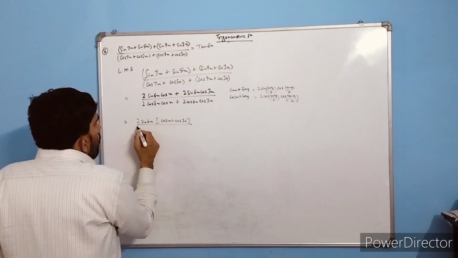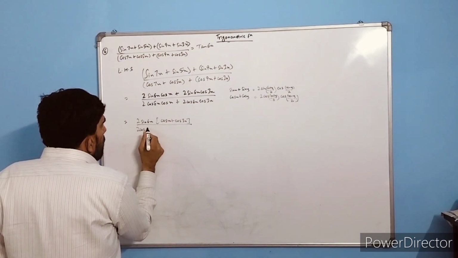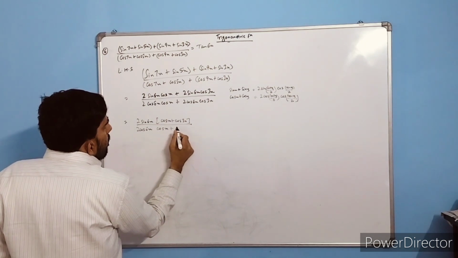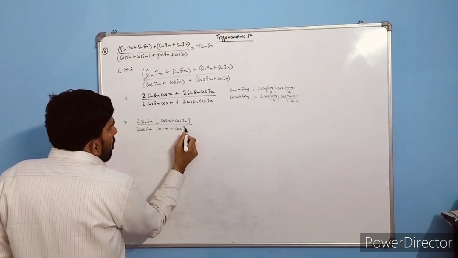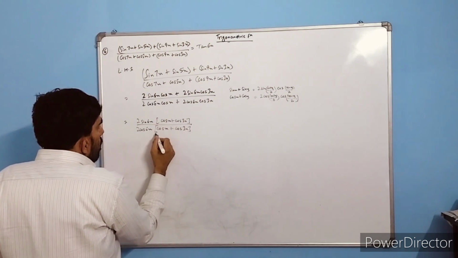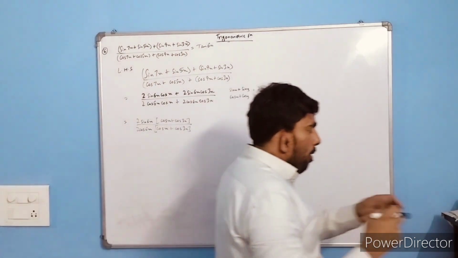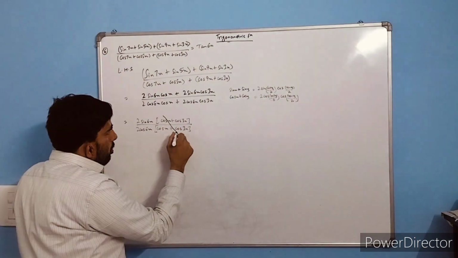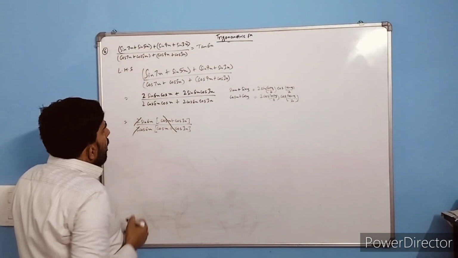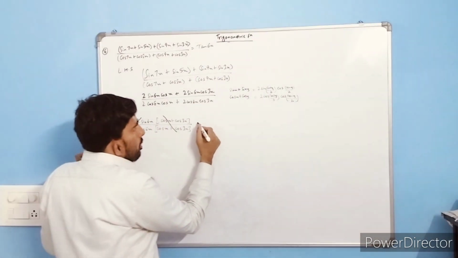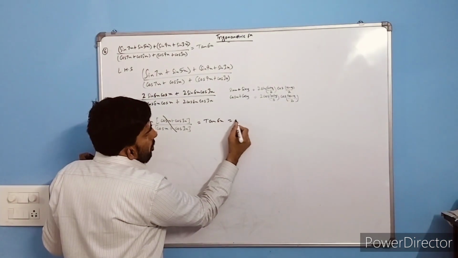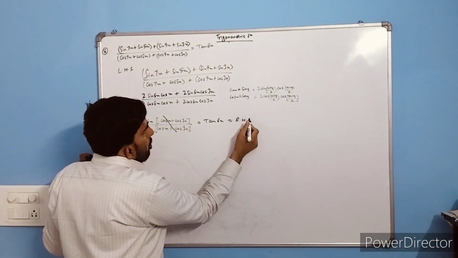Similarly, from the bottom I can take 2 cos 6x. Now I am left with cos x plus cos 3x. So now we can see what is left with us. This is reduced. Now 2 also 2. Now sin 6x upon cos 6x is equal to tan 6x, which is equal to the RHS.